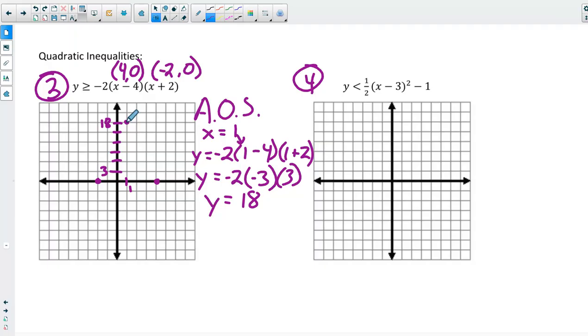But if you're stuck, I've had people do this. They plugged in like 20 numbers, and they got everything right. You can do it that way. It works. It's not efficient, but it does work. So let's plug in 0 is what I heard, so 0 is what it is. So we're going to have y is equal to -2 times 0 minus 4 and 0 plus 2.